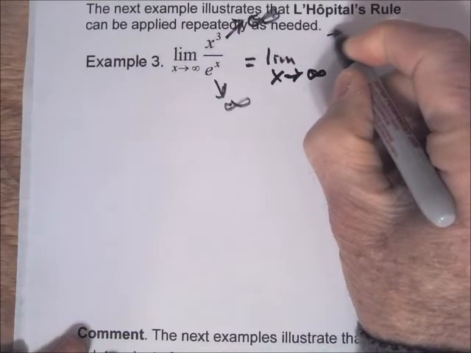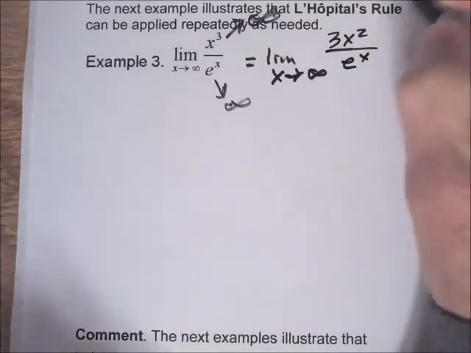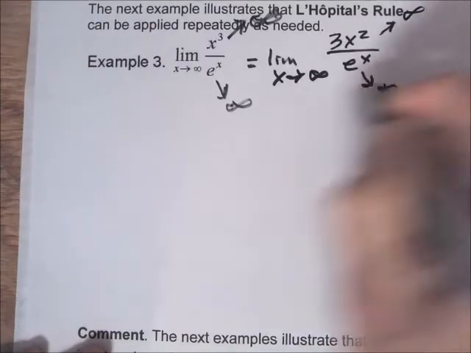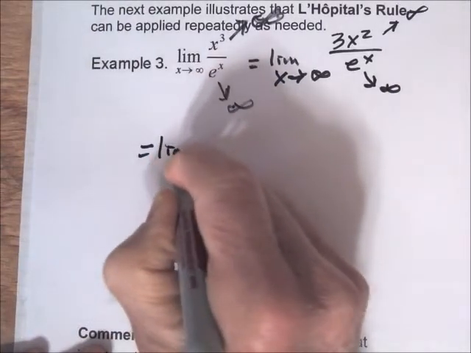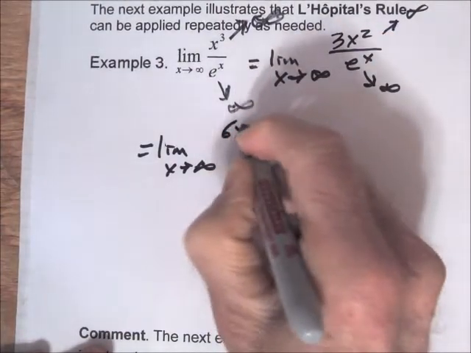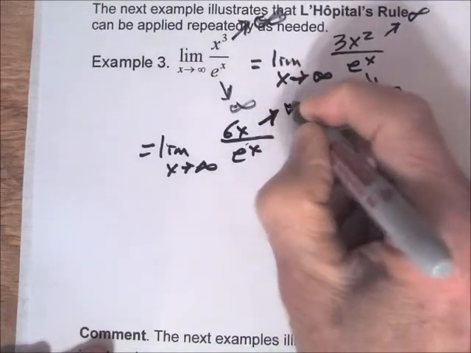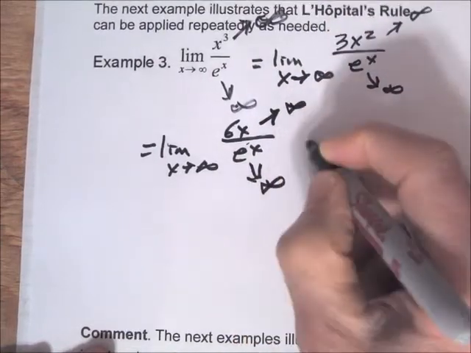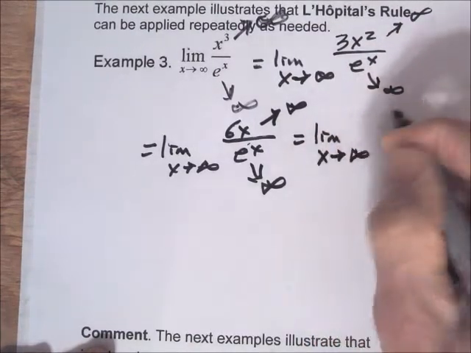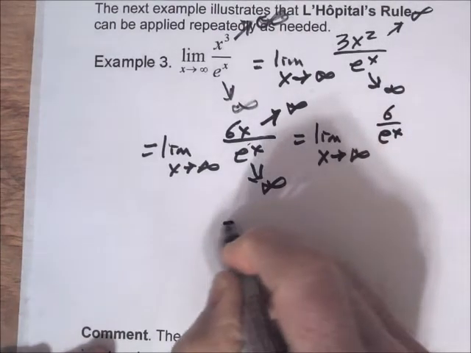The derivative of x cubed is 3x squared. e to the x is its own derivative. And we still get infinity over infinity. So we apply L'Hopital again. The limit as x goes to infinity, the derivative here is 6x over e to the x. Still indeterminate, infinity over infinity. Take the derivative again. The limit as x goes to infinity of 6 over e to the x. Now we get 6 over infinity, which is equal to 0.